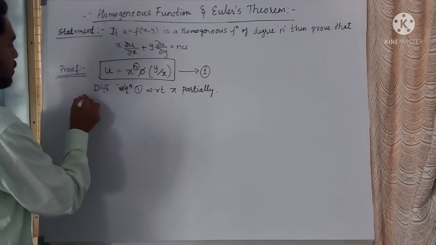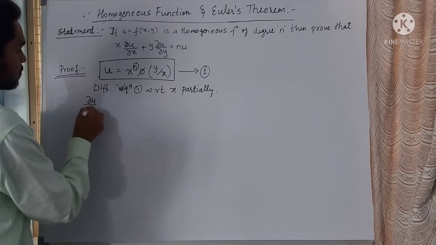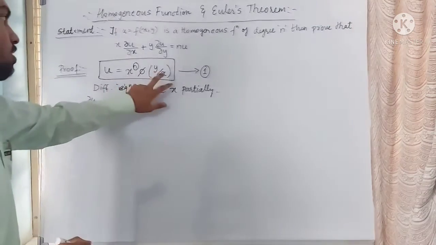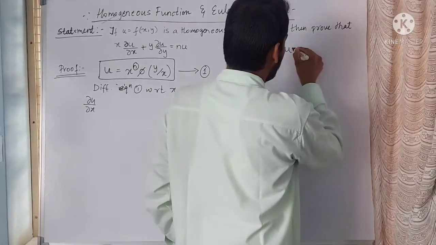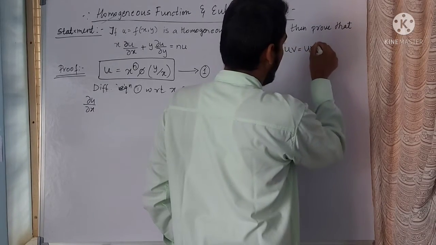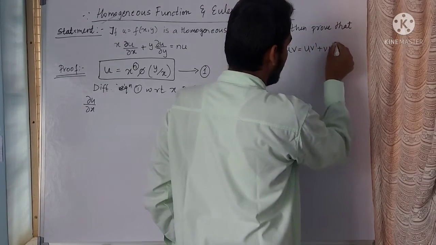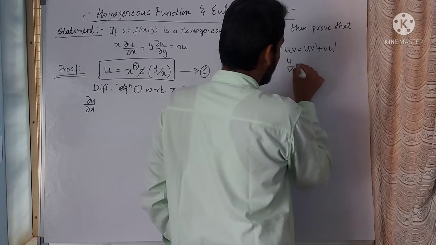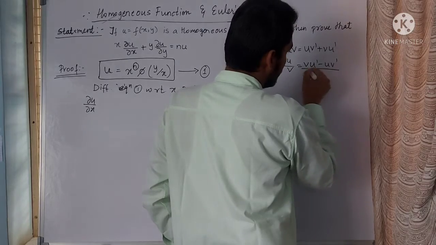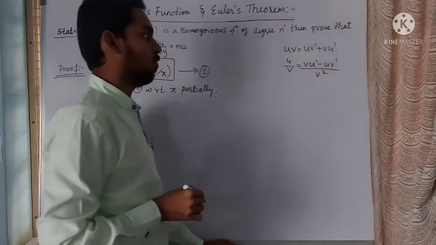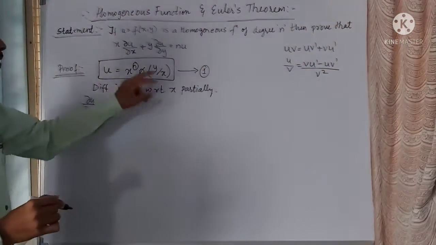So how will we do the partial differentiation? ∂u/∂x. You can see that x is in both terms, so we need to use the uv formula. What is the uv rule? d(uv) is equal to u v dash plus v u dash. If it comes as u by v, then we need to use (v u dash minus u v dash) by v square.